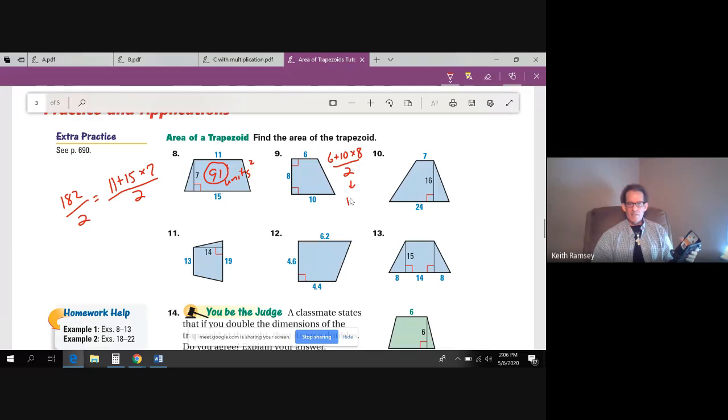Okay, so 128 divided by 2, which equals 64. So this would be 64 units squared. Let's try number 10 together. I have 7 plus 24 times the height, 16, divided by 2. So 7 plus 24 is 31, times 16 is 496, divided by 2, which is going to equal 248 for this one.